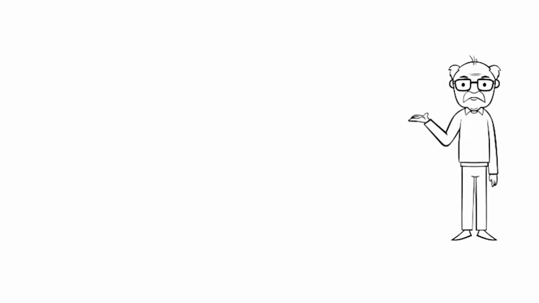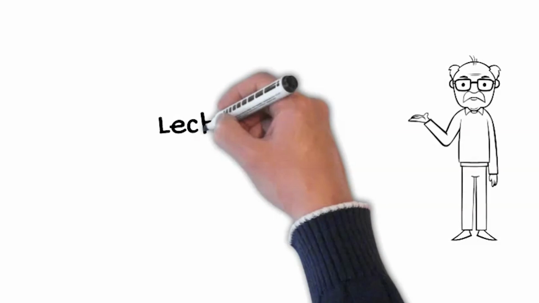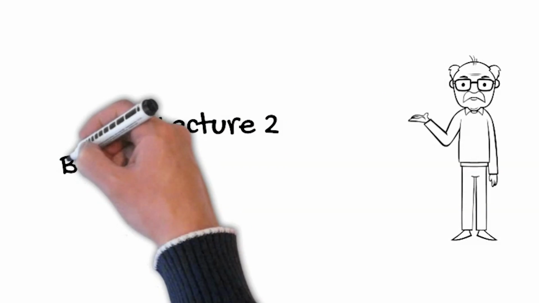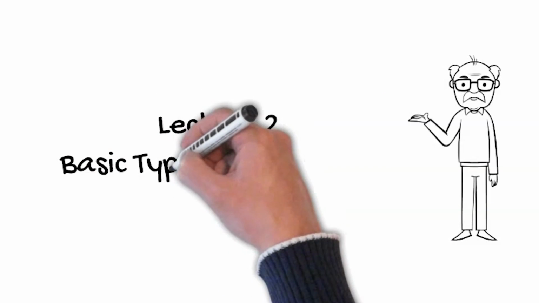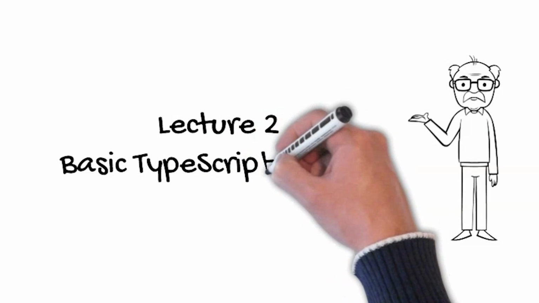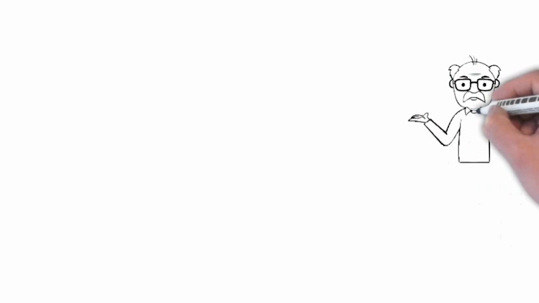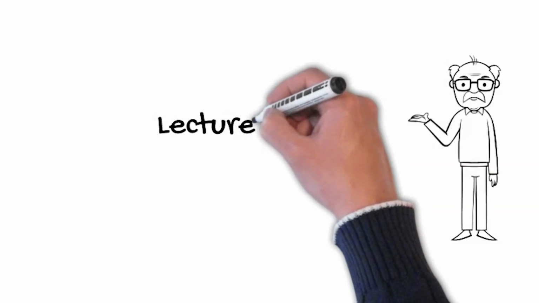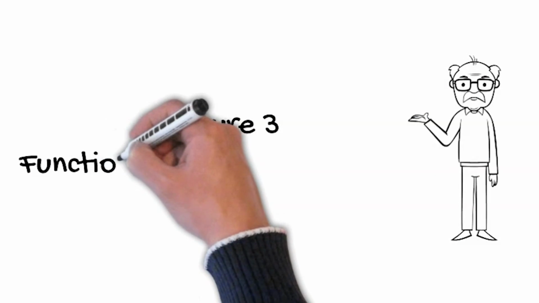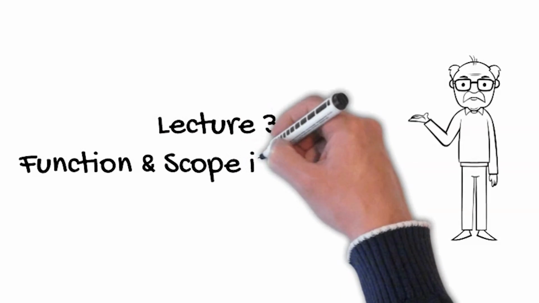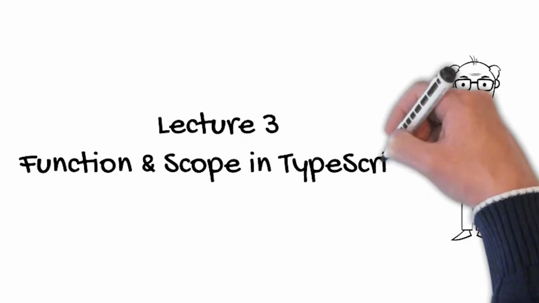In the second lecture, we will see basic TypeScript syntax. In this, we will cover variables and data types, type annotations and inference, basic operators and control structures, constants and let versus var. In lecture 3, we will see functions and scope in TypeScript. In this, we will cover defining and calling functions, parameters and arguments, variable scope and lifetime, and then arrow functions.